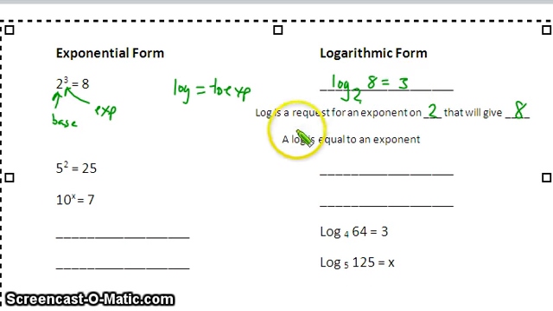And again, this is important to remember that a log is equal to the exponent. So this log equals the exponent of 3. 3 was the exponent over here. It's equal to 3 over here.